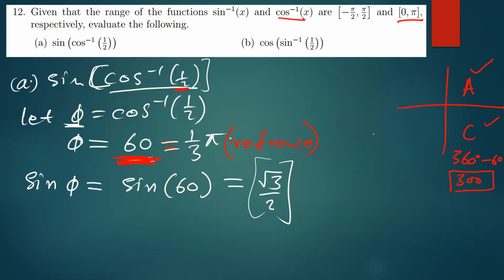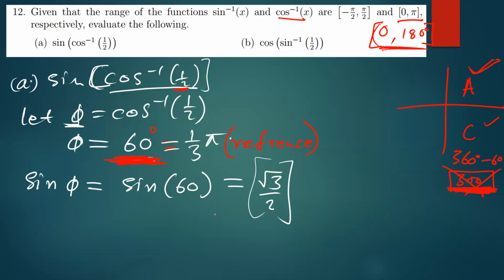But if you check the range that has been given, the range is from 0 to pi. Pi is just the same as 180. So the range is from 0 to 180. But the answer that we find in the fourth quadrant is 300, meaning it's out of this range. So we disqualify this from being our answer. So the answer that we're going to get is the one in the first quadrant. In the first quadrant, the solution is 60 degrees, which is 1/3 pi. So this is our first answer.